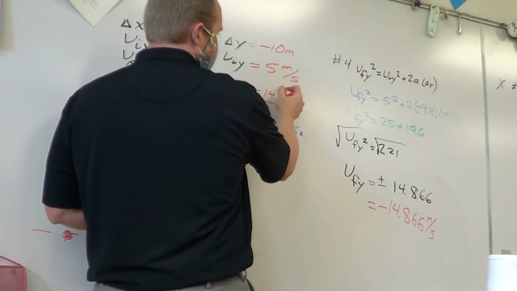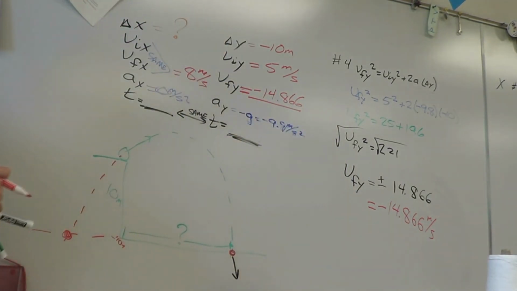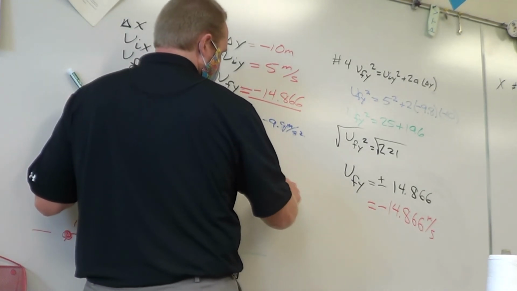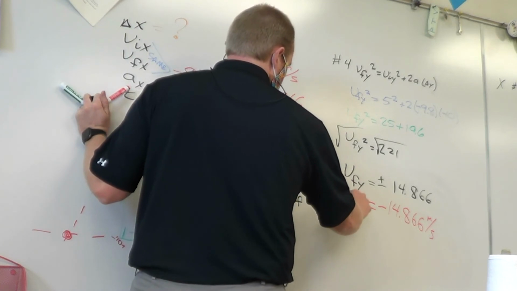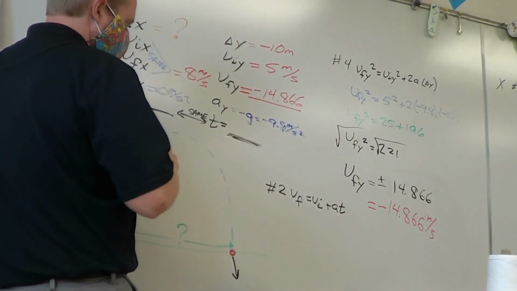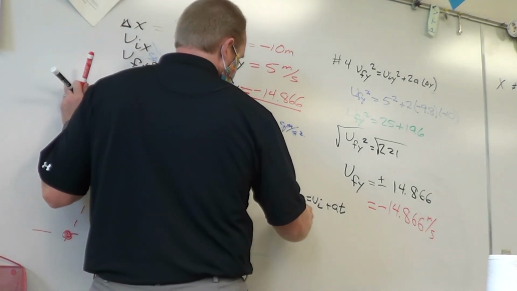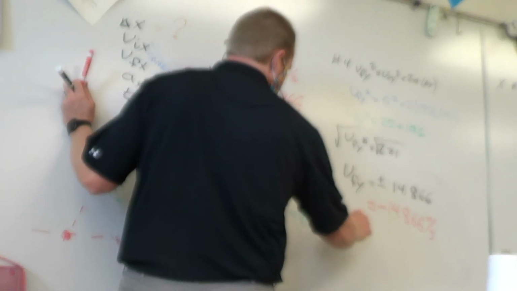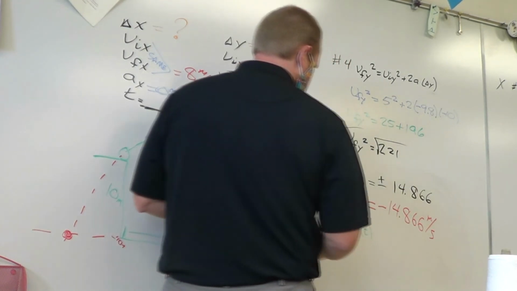So negative 14.866. Now that we know our final velocity, we could plug it into a lot of them, but equation number 2 is a fairly simple one. And we could say equation number 2, final velocity is equal to my initial velocity plus a times t. So we could say negative 14.866 is equal to 5 minus 9.8 times t.